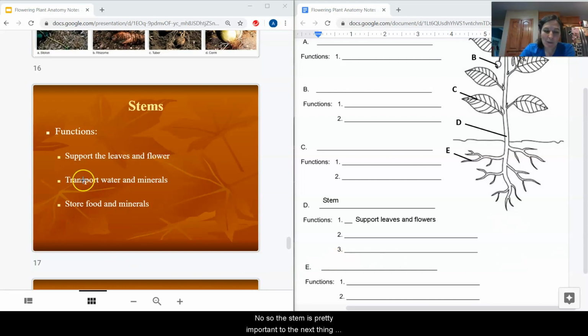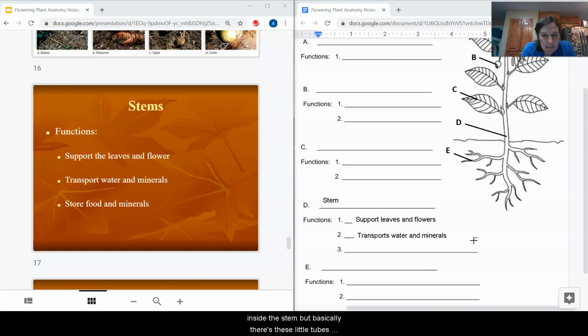Okay, the next thing that we're going to talk about, which you may not realize, is that the stem transports water and minerals. And we'll talk about how it does that when we get to stem specifically, and we'll look at some examples of what it looks like inside the stem.